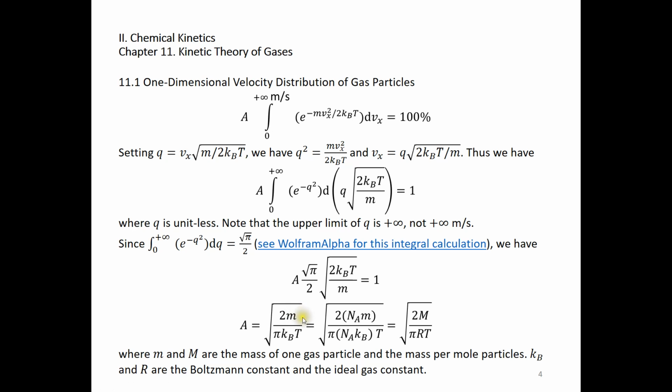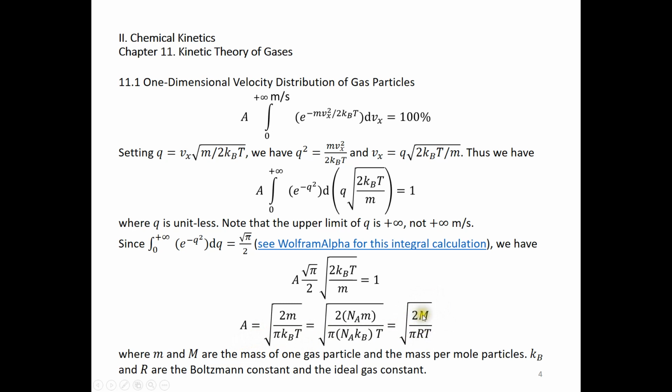So I multiply the numerator and denominator by Avogadro constant. So this ends up A appears on top and the bottom. And then over here, the Avogadro constant times the mass of one atom is just the molar mass. And over here, the Avogadro constant times the Boltzmann constant is just the ideal gas constant R. So I like to use this equation to compute A.